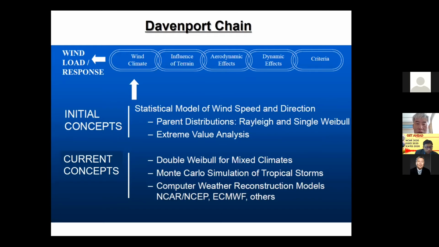So what about these 5 points of the Davenport chain? What Professor Davenport initially considered and what we are doing now.